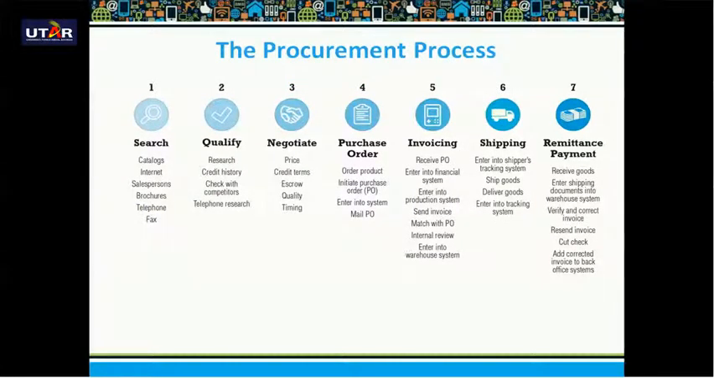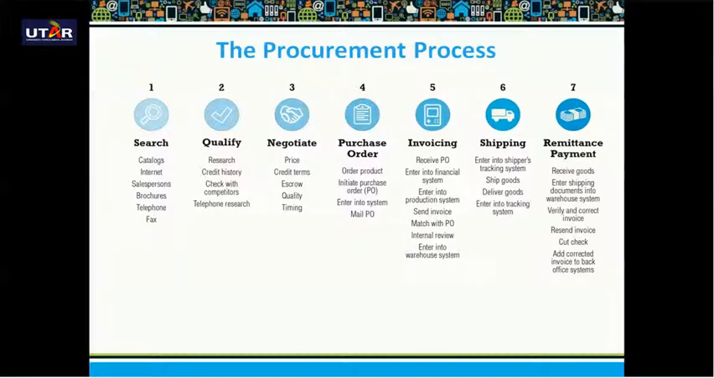This diagram illustrates the procurement process. There are 7 steps. First, search. Second, qualify. Number 3, negotiate. 4, purchase order. 5th, invoicing. 6, shipping. 7, remittance payment. When they search, they will go through media such as online catalogs, the internet, or maybe a salesperson, brochure, telephone, and fax. Second, qualify: this goes through search, credit history, checking with competitors, and telephone research. Number 3, negotiate: they can go for pricing, credit terms, escrow services, quality, and timing.